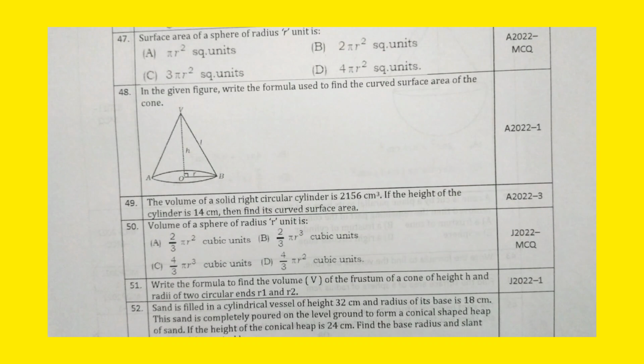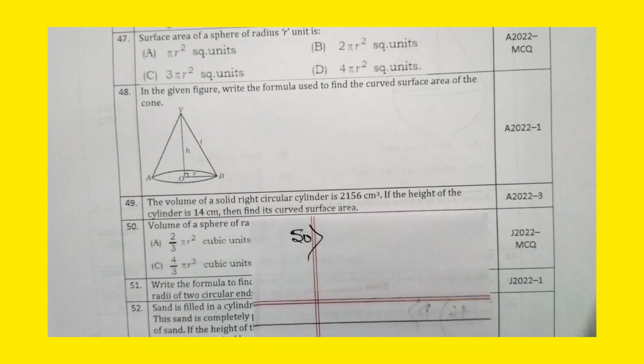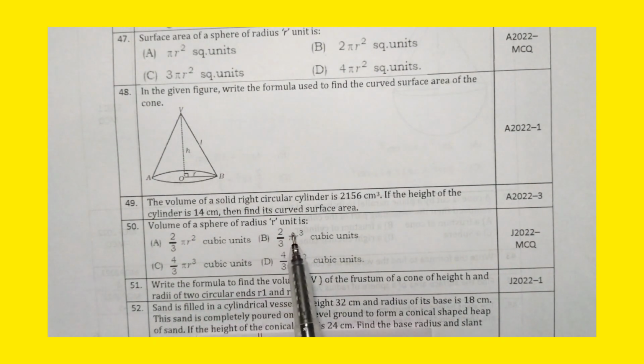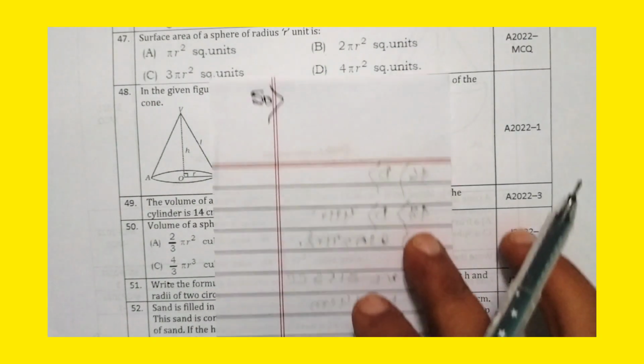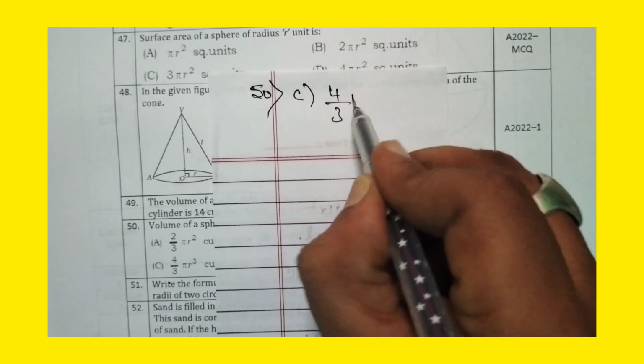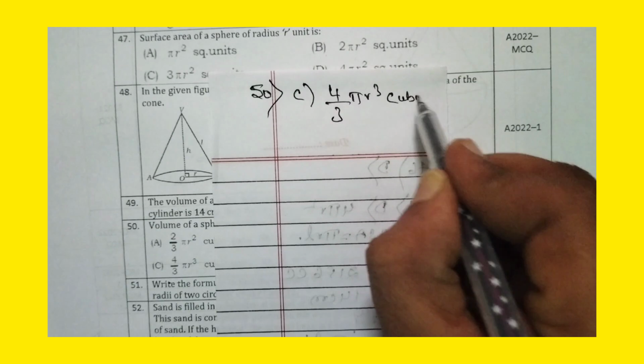So now let us move to the 50th question. The volume of a sphere of radius r unit is, so volume of a sphere is given by 4 by 3 pi r cube cubic units. So the right answer for the 50th is option C, that is 4 by 3 pi r cube cubic units.